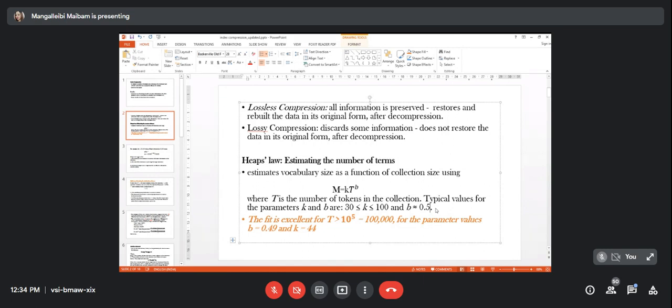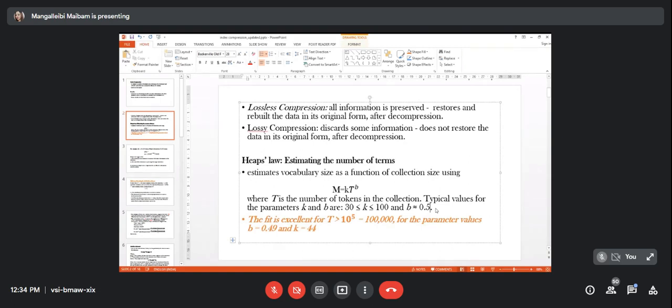And K, the value ranges from 30 to 100. For an efficient retrieval system, we normally use K equal to 44.